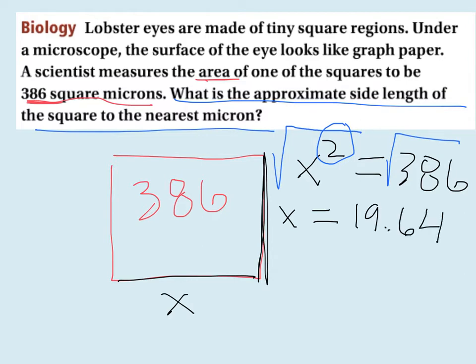19.64. Now, in my question, it says, what is the approximate side length? So it's asking to the nearest micron. So my answer is, if I were to round this, the 6 behind this decimal, that's what I use to help me round to my nearest whole number. So since 6 is greater than 5, this would round to 20. So the approximate side length would be 20 microns.